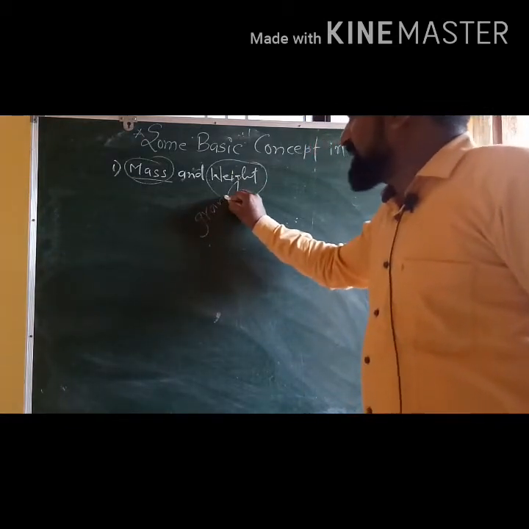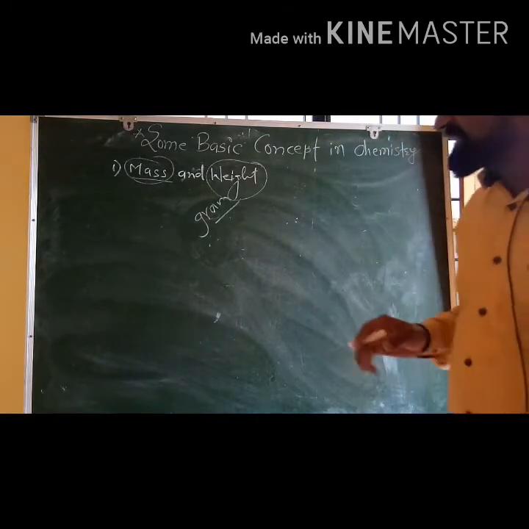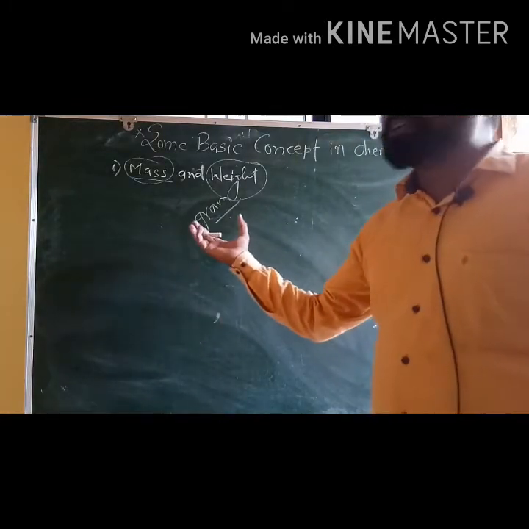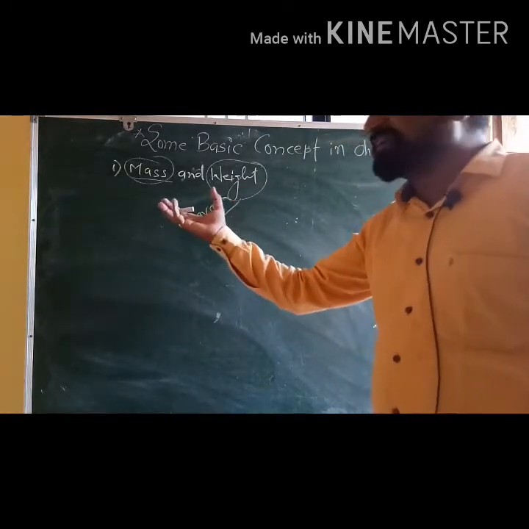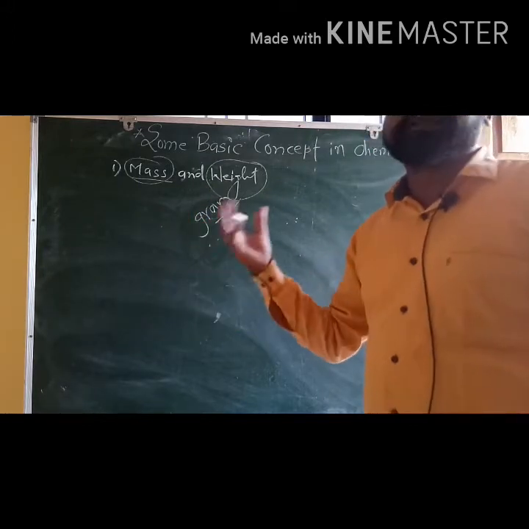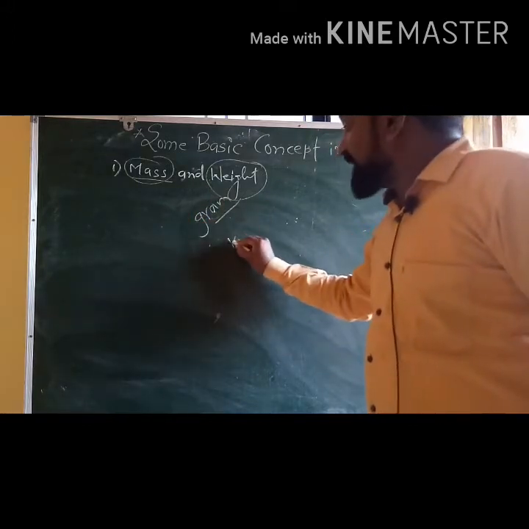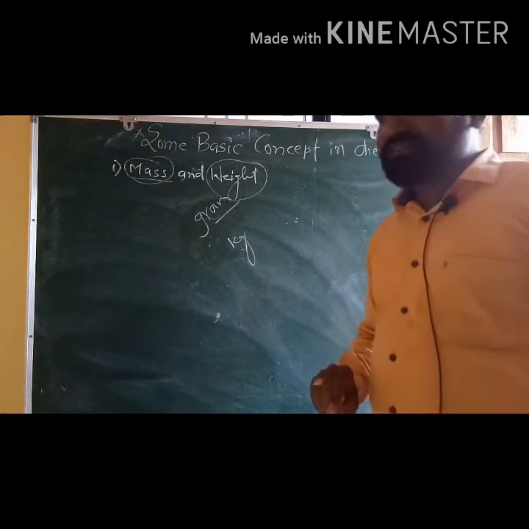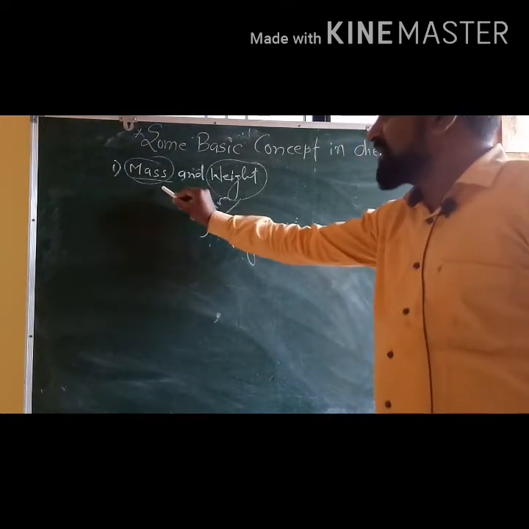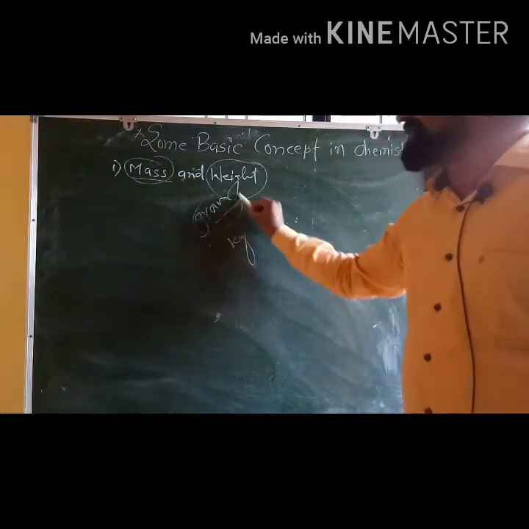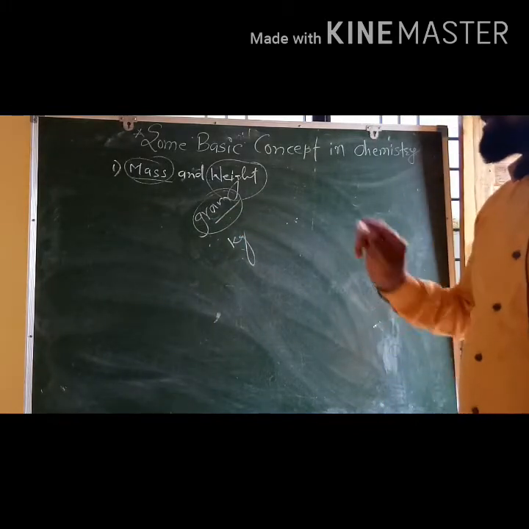For example, in laboratory generally we take the chemicals in gram. We never prefer the weight of the chemical in terms of kilogram, especially in the laboratory. But kilogram is the SI unit of mass, and gram is the fractional unit of that. So this is about the mass.